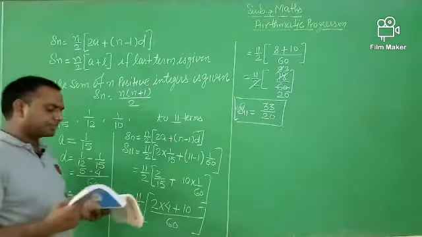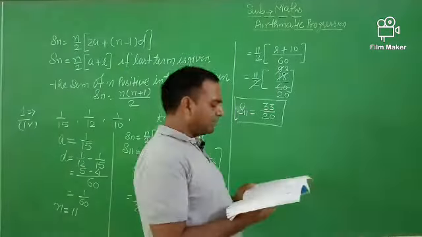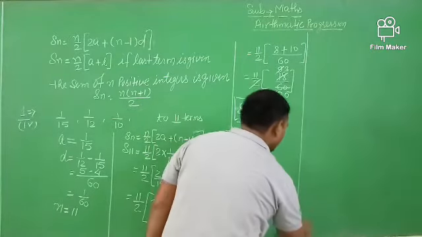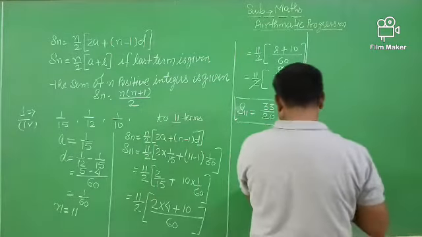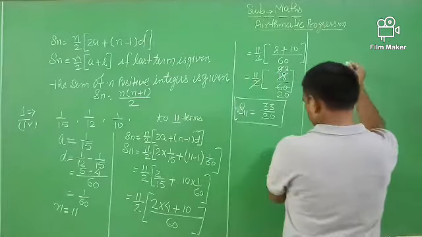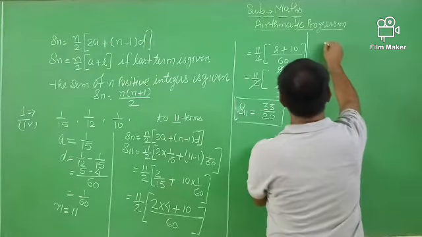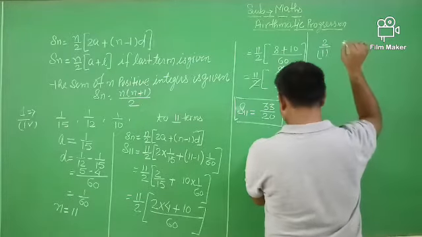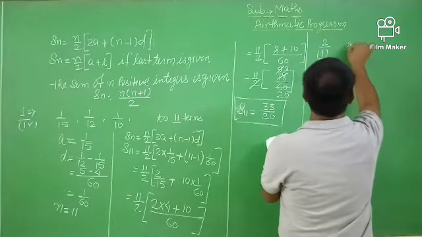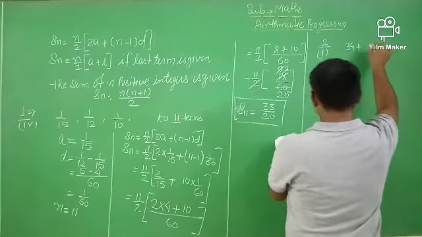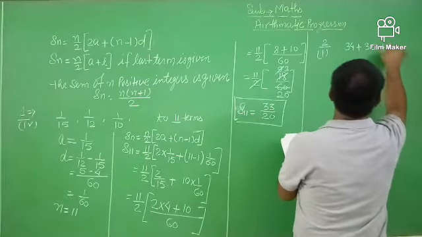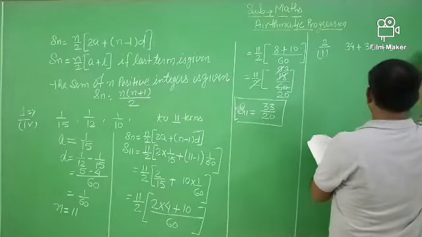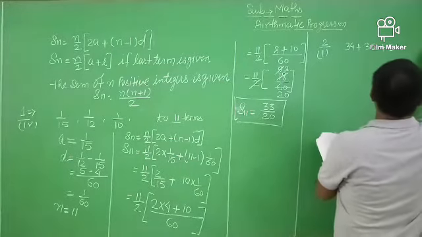Next question: find the sum of the series given below. Suppose the question is given in that form, then how can you solve this? Here is a question, suppose this is the second question of the first question: 34 plus 32 plus 30, then plus and so on, plus 10.